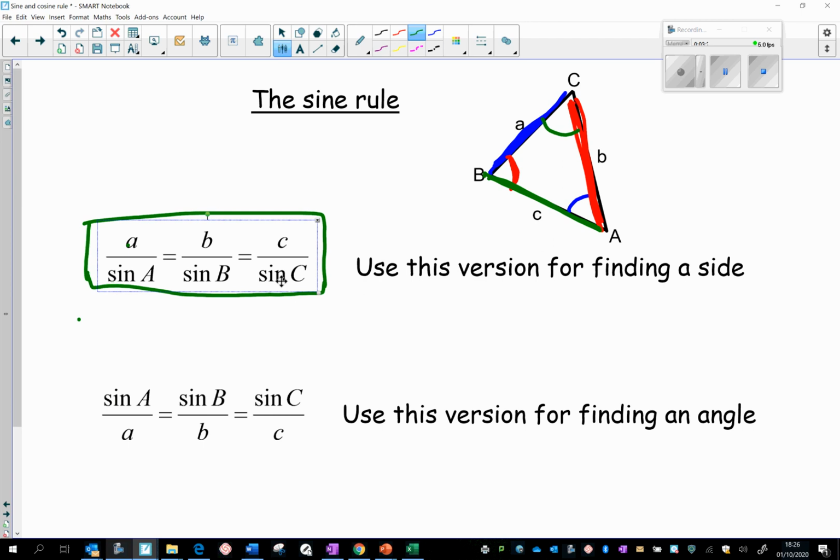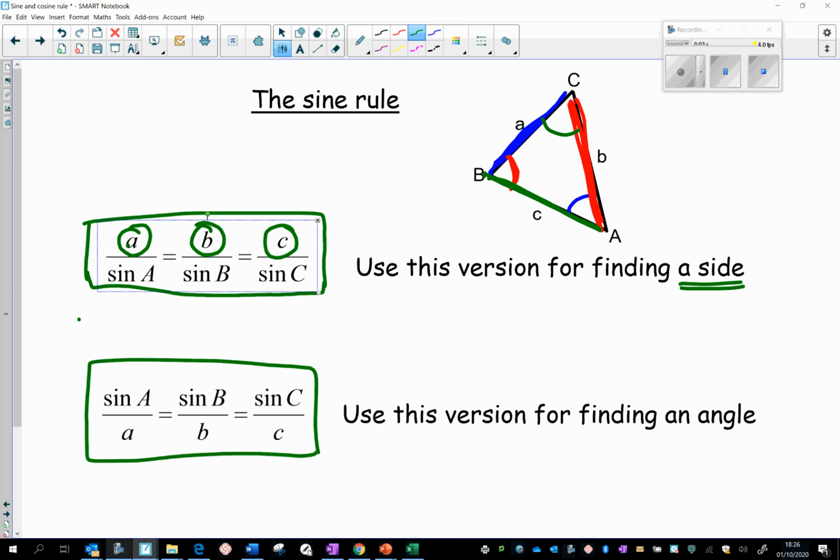Okay, so in the next few slides, we're going to look at actually finding missing lengths. Remember, we use this version, so the version that's got the sides at the top. So remember, A, B, and C, lowercase letters are the sides. If you're trying to find a side, we use the version that has got the sides on top. And while we're at it, here's the alternative version. It's exactly the same, except the fractions are reversed. And notice here, big A, big B, and big C, those are angles. And so we use this version, the one with the angles on top, to find missing angles. But today we're just going to look at missing sides. Quite straightforward.